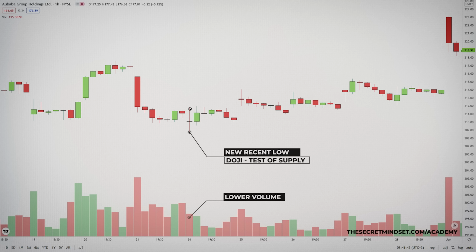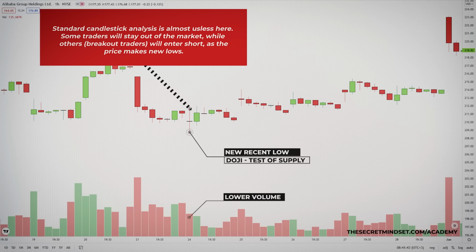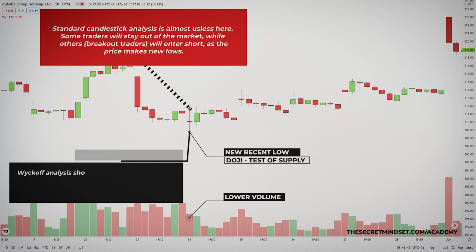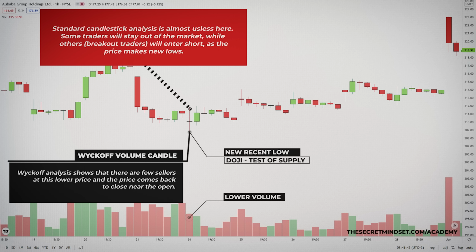By standard candlestick analysis measures, most traders would come to the conclusion that this bar represents indecision on the part of the market participants. Breakout traders would even enter short, as the Doji test bar is making new lows. However, when viewed from a Wyckoff candle volume analysis perspective, it's clear that no indecision exists here. The chart shows that there are a few sellers at this lower price, and the price comes back to close near the open. Within the next bars, this market started making higher highs and higher lows and increased almost $5.